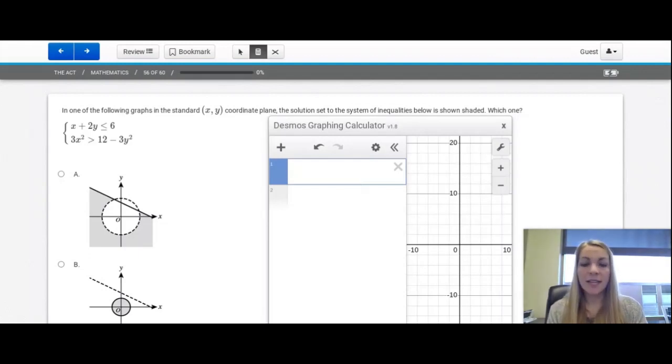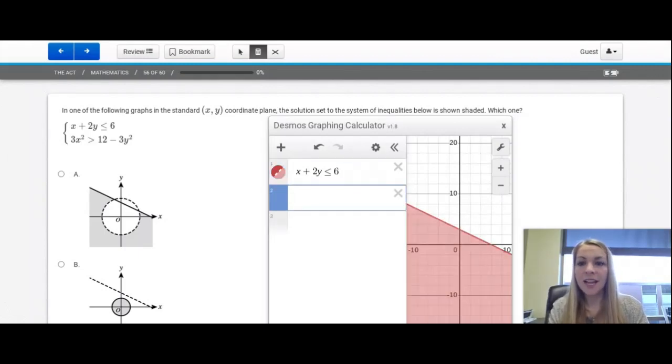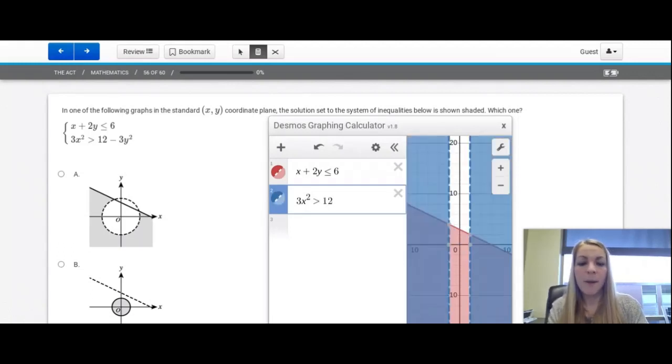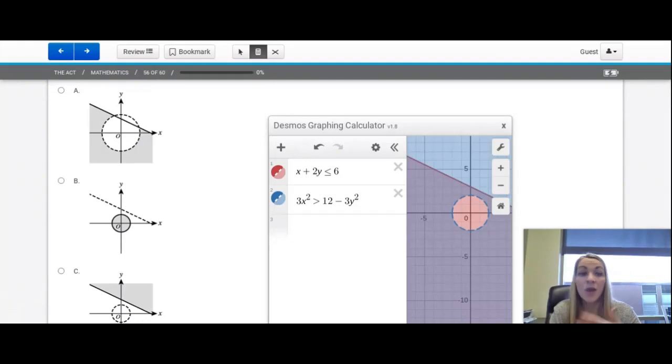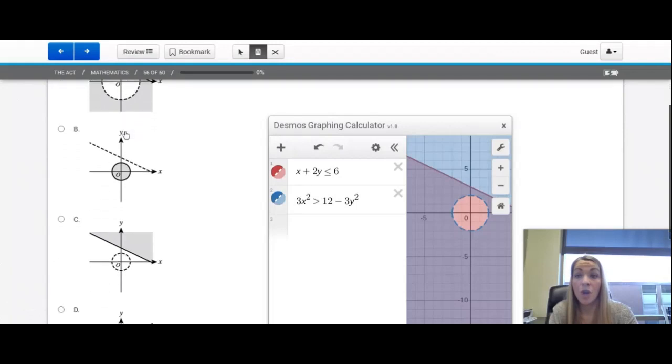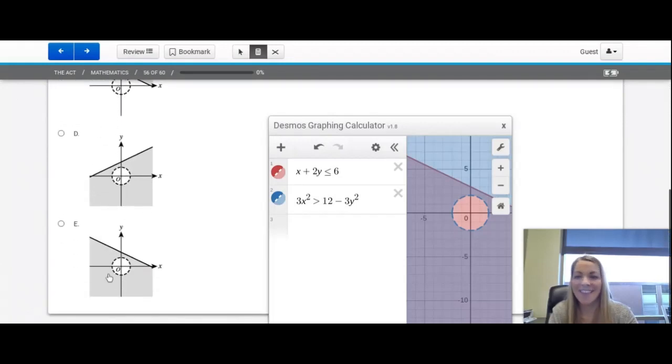Okay. Our first line says x plus 2y is less than or equal to 6. And our second line says 3x squared is greater than 12 minus 3y squared. The solution set for this is going to be where both of the colors overlap. So we have a blue color and a red color here, and we can see that that overlap is happening right out here. So we just need to find out which one that is. We also can see that that line is going down from left to right, and it's on top of the circle. So no, no, no, no, yes, E.